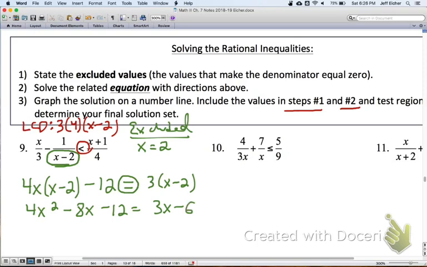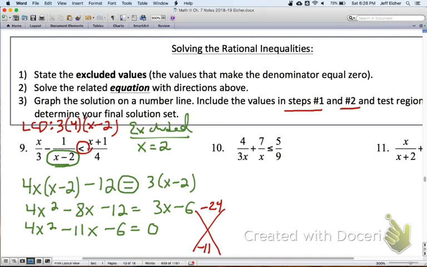Moving the 3x over, we get 4x squared, let's see, subtract, so minus 11x, and then add 6, minus 6 equals 0. And let's see if this is factorable. Quick way to tell, we'll multiply 4 times negative 6, and we'll bring down the 11. Are there factors of negative 24 that add to 11?